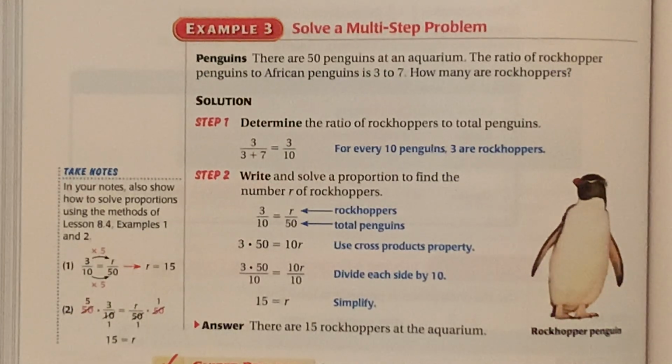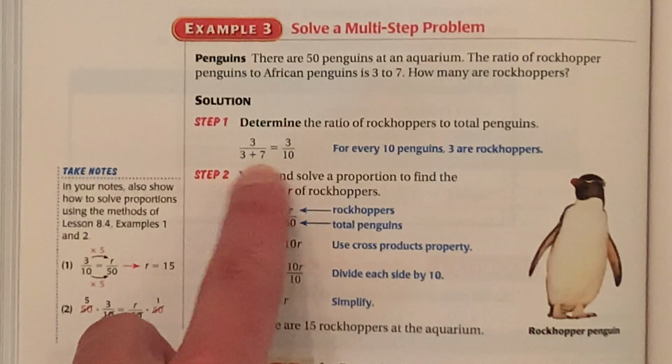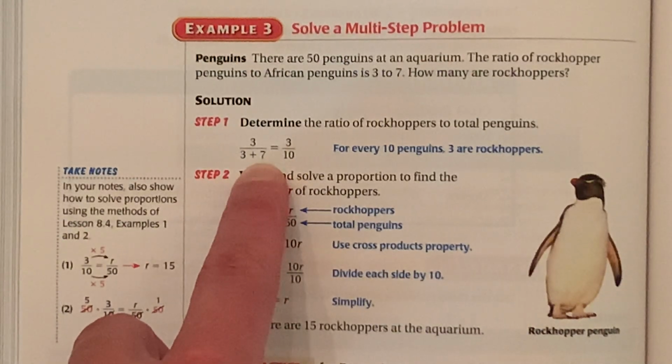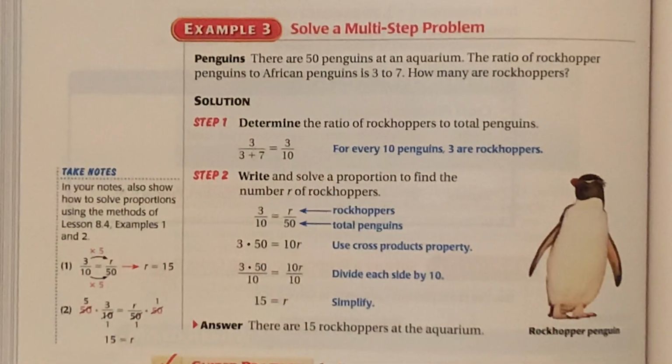So remember that the ratio of rockhoppers to Africans is 3:7. That means for every 3 rockhoppers, there are 7 African penguins. But 3 plus 7 would equal 10 penguins, and I can figure that out by adding the number of rockhoppers and the number of African penguins. So there's a total of 10 penguins. That's the tricky first step: to find out what the ratio is of one thing to the entire set.